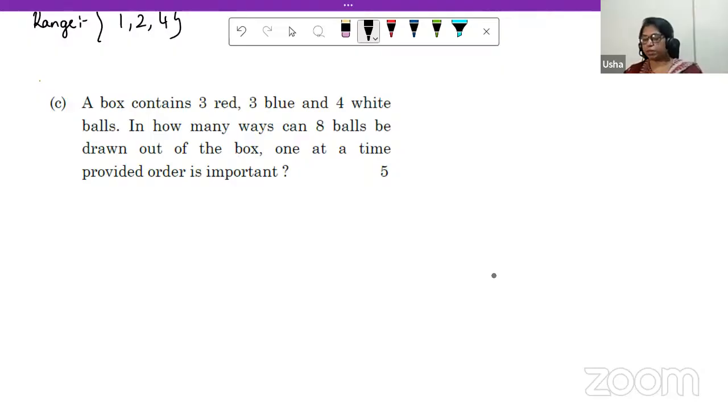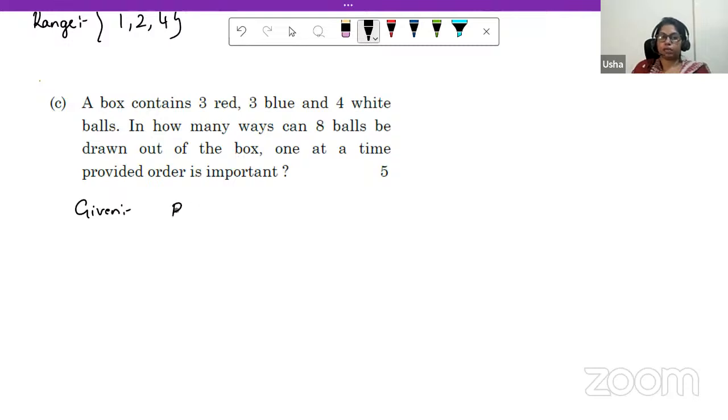They have not given any particular category here. They have not mentioned they need this many red balls or this many white balls. They have not given that they should be of the same color or different color. Nothing is given, so it is very simple. There are 3 red, 3 blue, and 4 white balls.